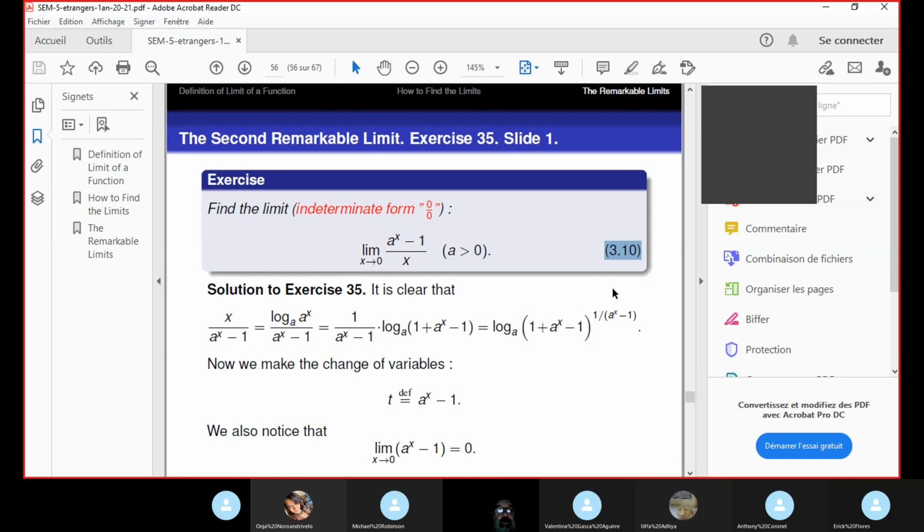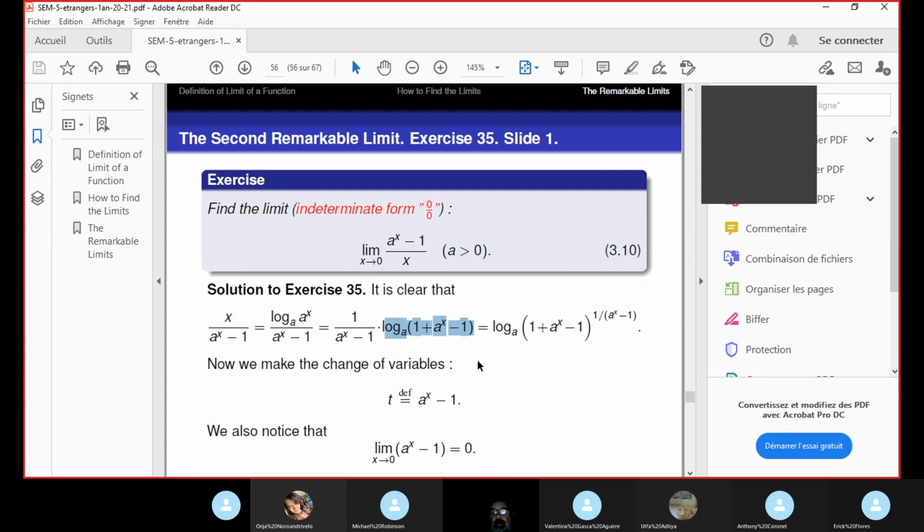So, first of all, if I take the logarithm to base a of a to the power x, then it will be x. Agree? Yes, I agree. So now, I do not touch the denominator of my fraction, but I rewrite my log to base a of a to the power x in the following way. I add 1 and I take minus 1. It will be the same thing. Agree? Yes.